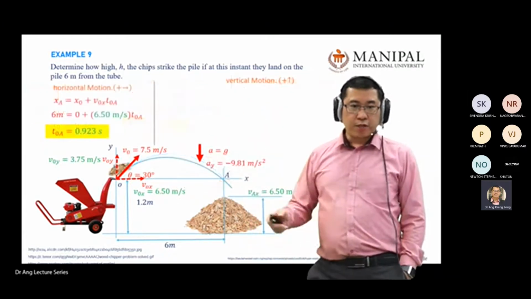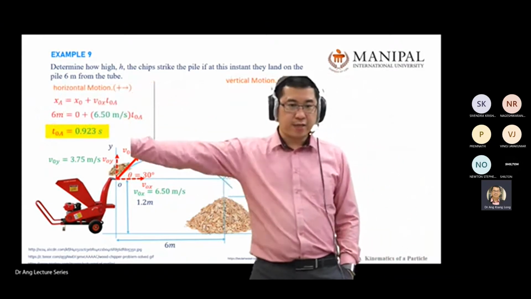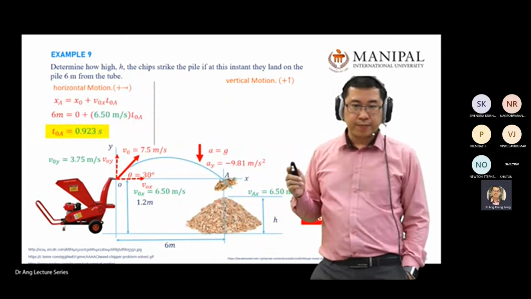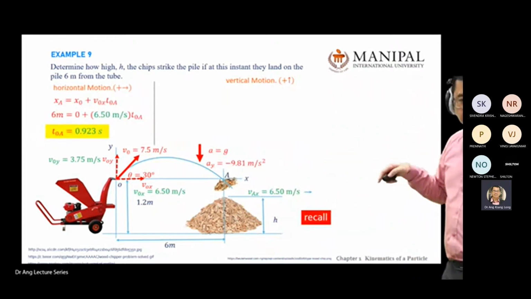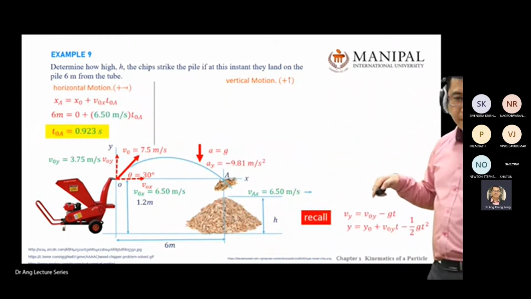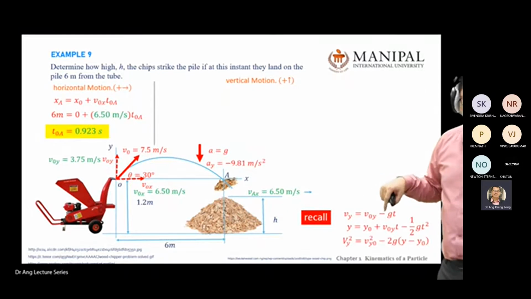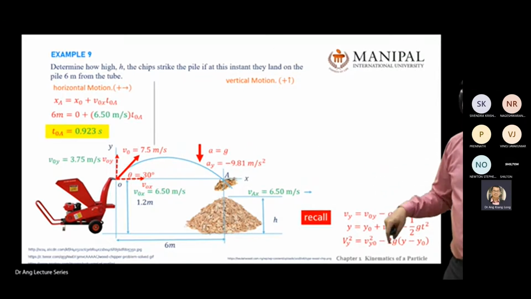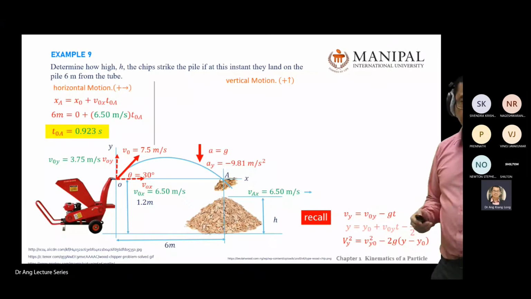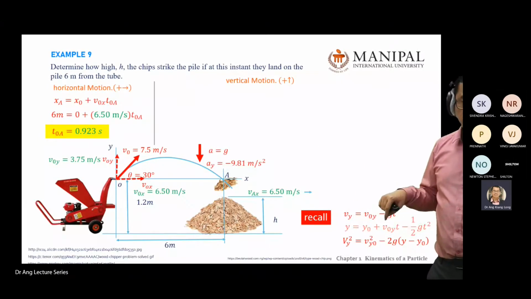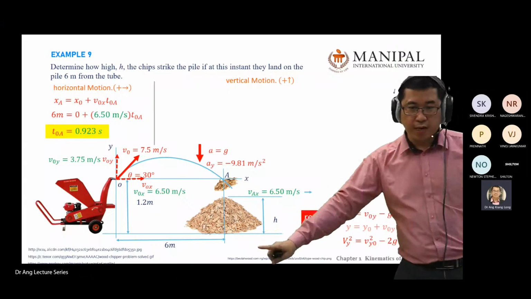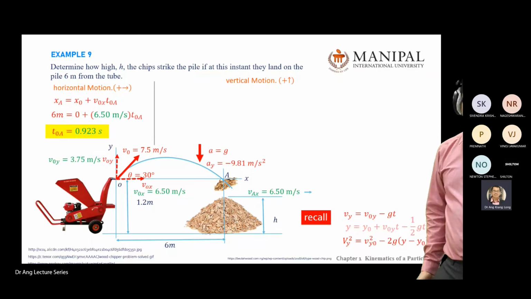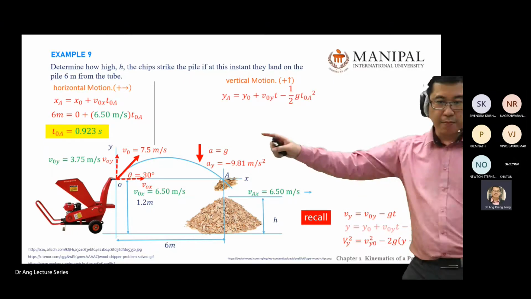For vertical motion, okay, I move my answer just now. Recall the answer over here, I put over here. So these are the three equations that are related to vertical motion. Okay, modified accordingly. So I choose the second one because I know my height. I put it there. I modify accordingly.